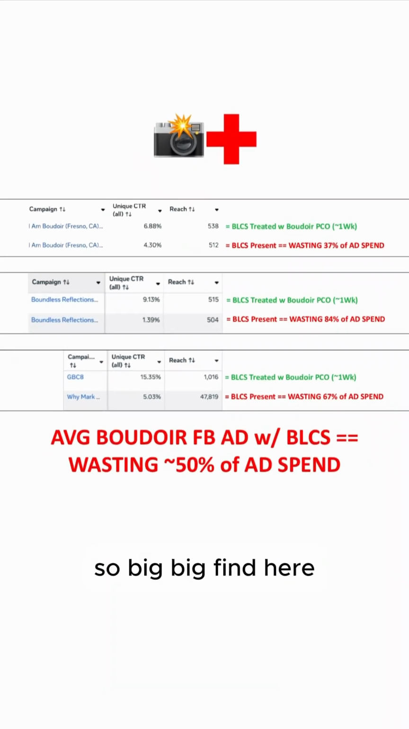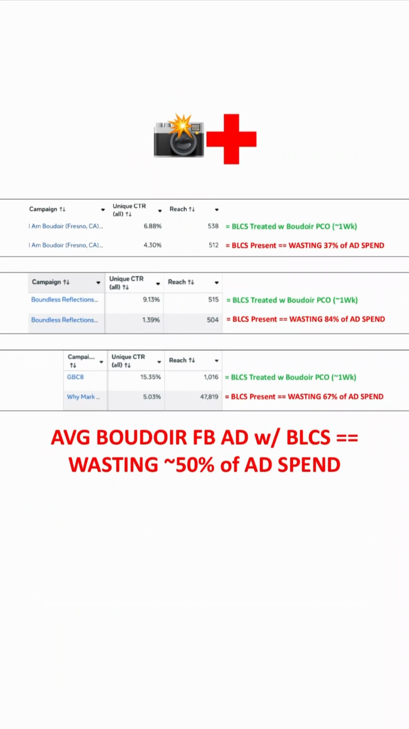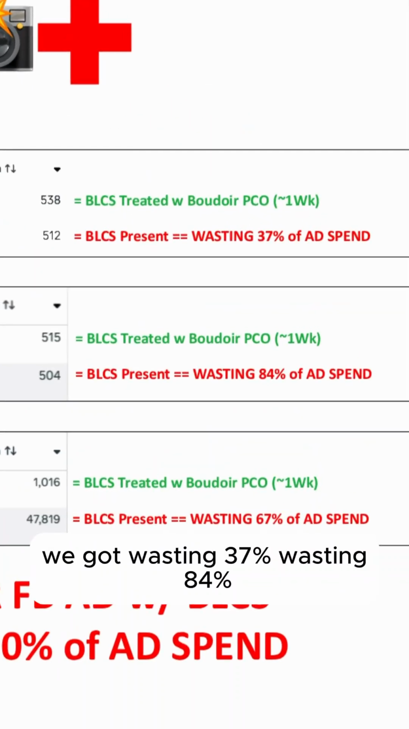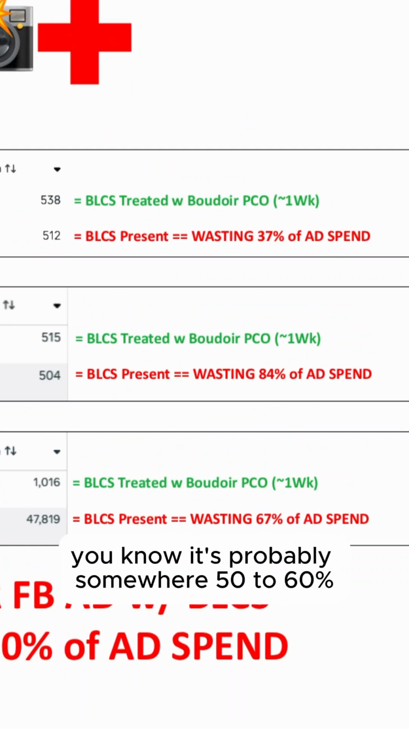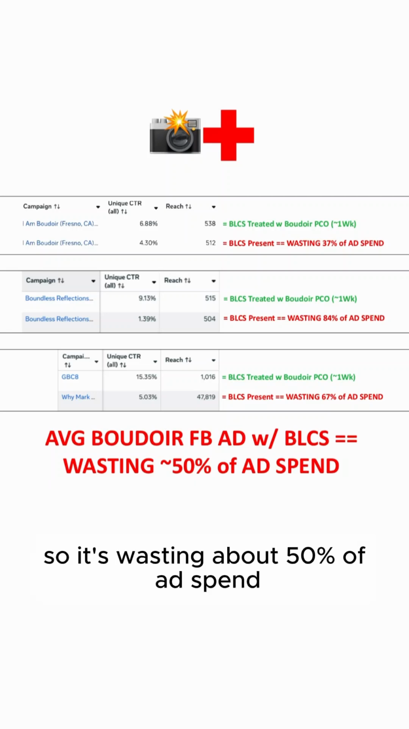So, big find here. The average Boudoir Facebook ad with BLCS is wasting about 50% of its ad spend. I mean, look at the numbers here. We got wasting 37%, wasting 84%, wasting 67%. Take the average of those, it's probably somewhere 50 to 60%. So the average Boudoir Facebook ad is wasting about 50% of ad spend.